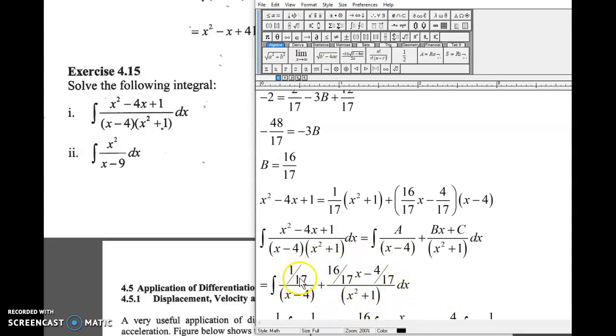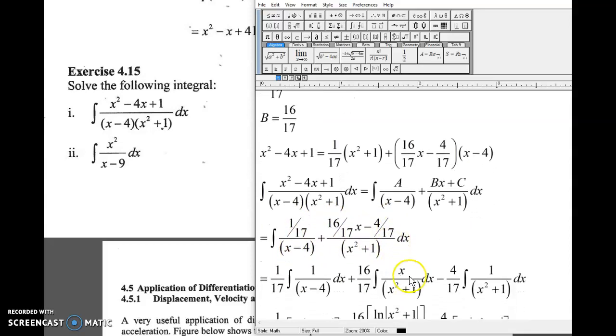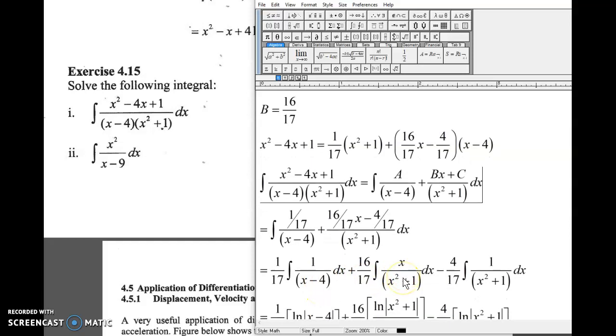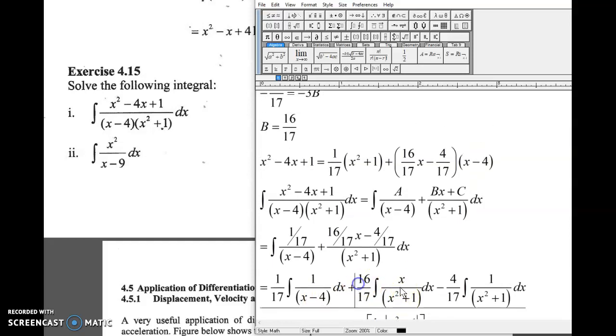As you can see, we now have 1, 2, and we can say 3 functions. I will put it like this. Now the next thing to do is just to integrate it. I have pulled out all of the constants. So the integration of 1 over x minus 4 is ln of x minus 4. As for this one, let's look at this one first. The integration of 1 over x squared plus 1 is also a ln.